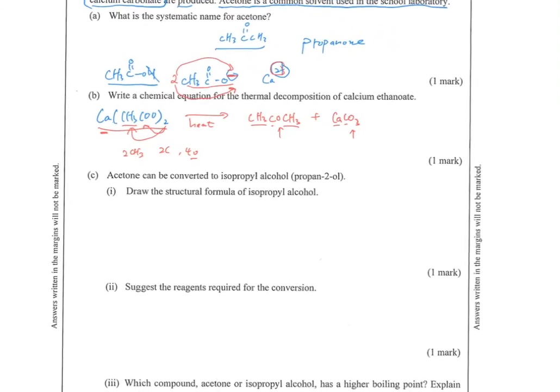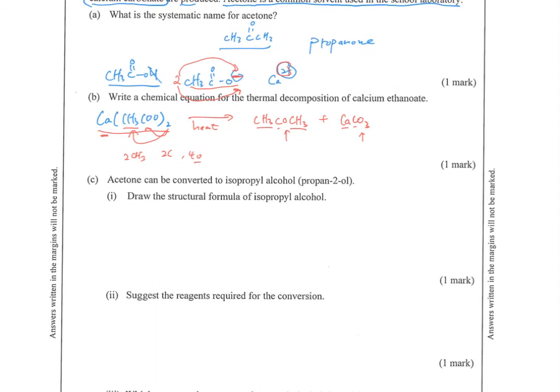Okay, and then acetone can be converted into isopropyl alcohol. I already gave you the chemical name, propan-2-ol. Actually, this isopropyl alcohol is from the hand sanitizer, very commonly used in this period. So draw the structural formula of the isopropyl alcohol. I already give you this one, propan-2-ol, so 1, 2, 3. Very big hints. In the DSE, it may not give you this hint, but for the mock exam, I just give it to you.